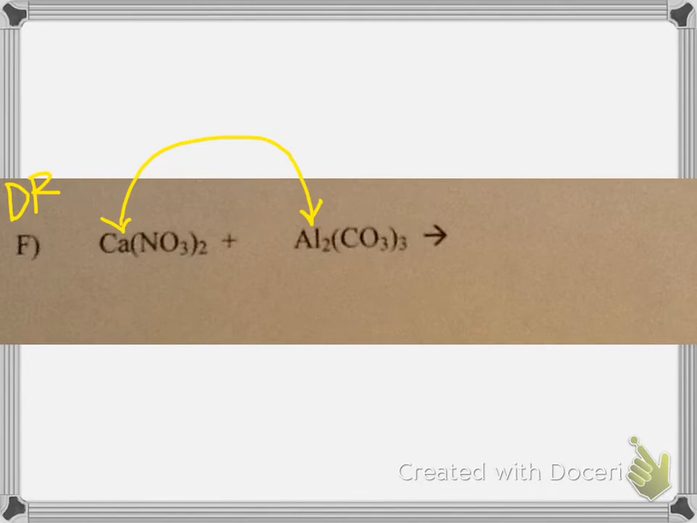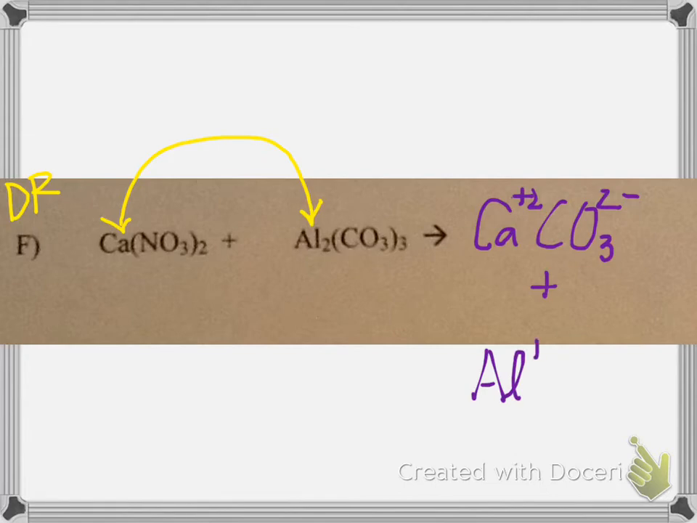So calcium's partner is now going to be carbonate. And my other product is going to be aluminum with nitrate. So I need parentheses and a 3 when I crisscross. So now I'm ready to balance.